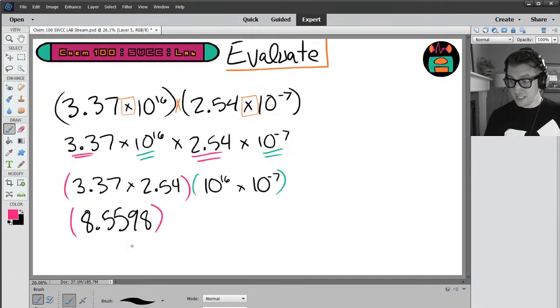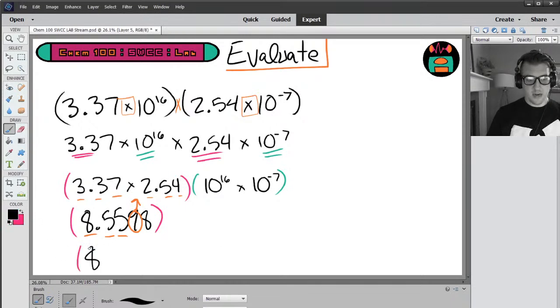But I gotta apply the rules for sig figs. I always have to apply the rules for significant figures, even though this problem explicitly specifies scientific notation with the correct number of sig figs. And one thing you'll notice, 3.37 has 3 significant figures, 2.54 has 3 significant figures, so my answer can only have 3 sig figs. 9 rounds up. So this comes down to be 8.56 because it rounds that 5 up to a 6.